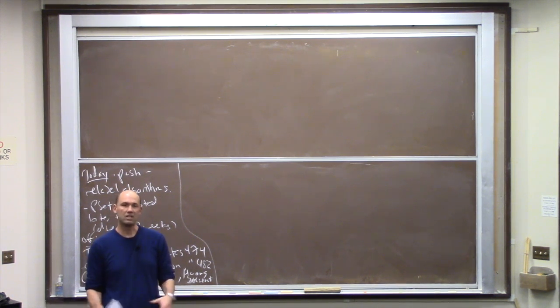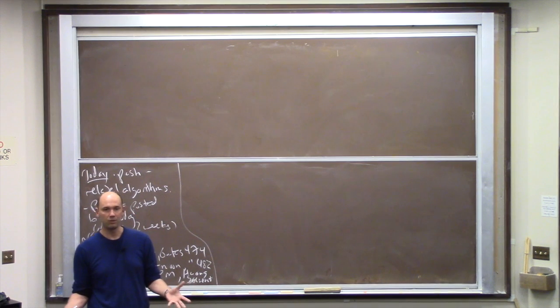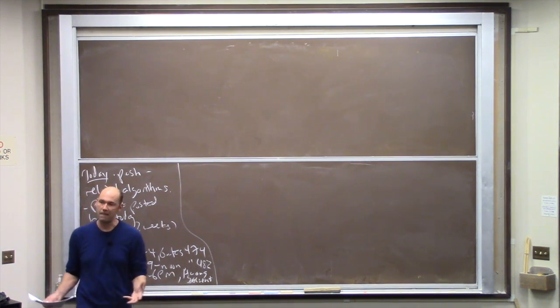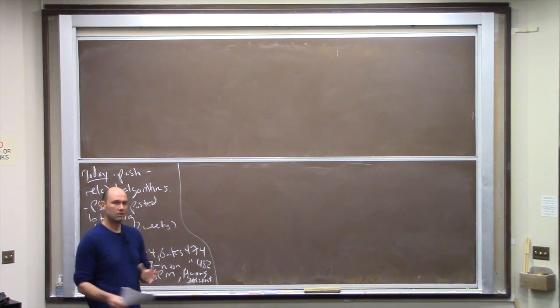Then on Thursday, we talked about the Edmonds-Karp specialization of Ford-Fulkerson. That's where, amongst all the S-T paths in the residual graph, you pick the shortest one, the one with the fewest number of hops. That gave us a polynomial running time bound. It wasn't very good. It's just O of m squared times n. But this is a start.